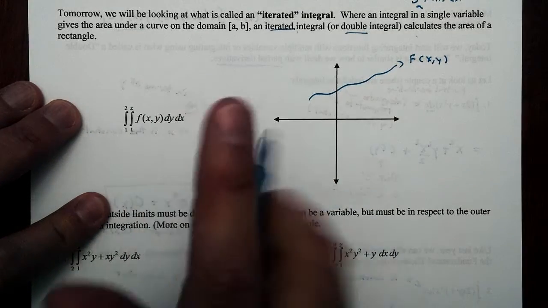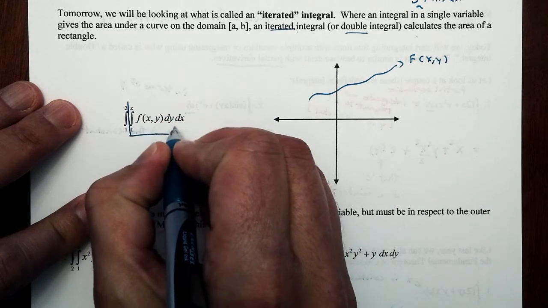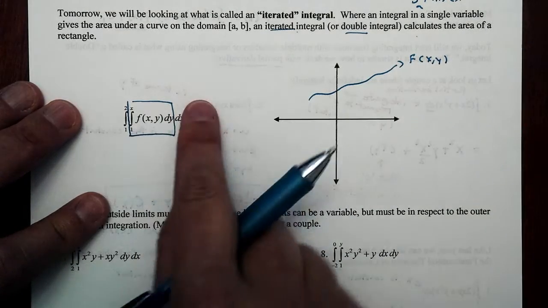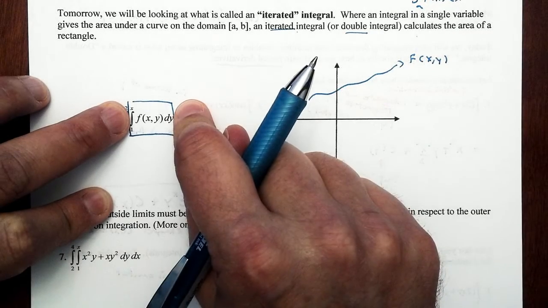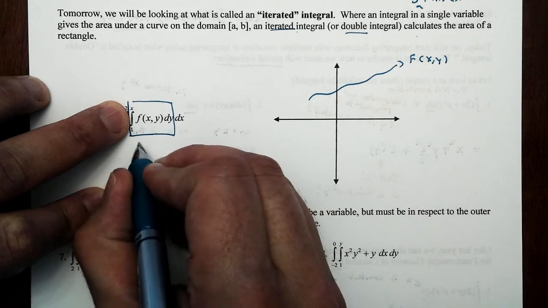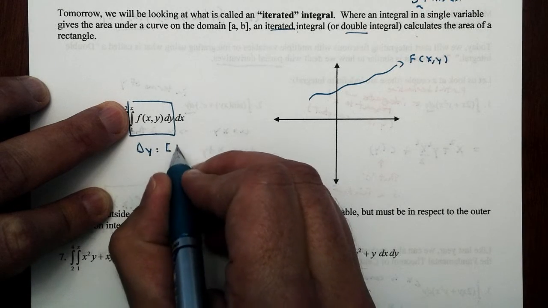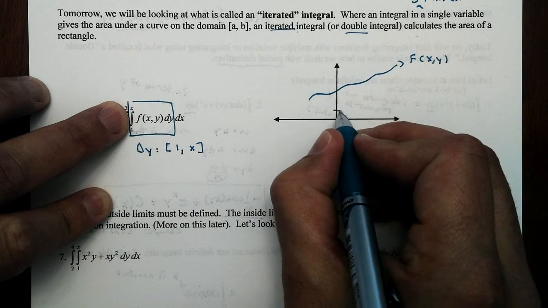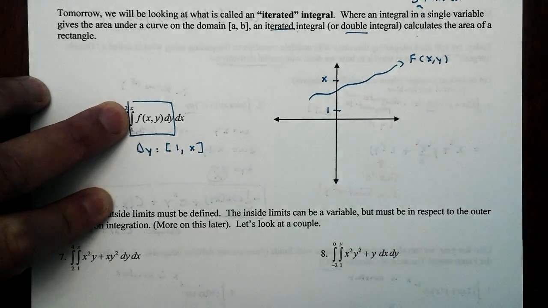Well, we think of it as an order of operations. You're going to start with the inside function first. And what this is telling us is that we are going to first just integrate with respect to y. And this is telling me that the change in my y values, or my range for this, is just going to go from 1 to x. So if I come over here, I might start at 1, and we're looking at the area up to x.